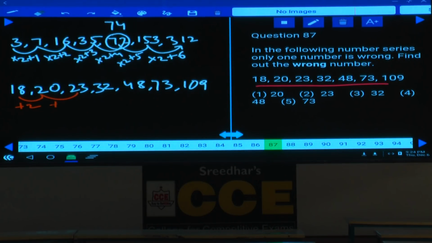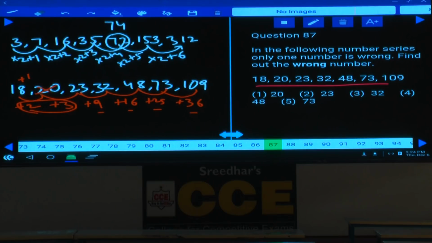Plus 2. Next difference is 3. Here the difference between 23 and 32 is 9. Next, 32 and 48, the difference is 16. Here the difference is 25, here it is 36. If you observe here, 36, 25, 16 and all the given differences can be written as perfect squares. Hence in this one, it should not be 2 and 1. Hence how much should be added here?